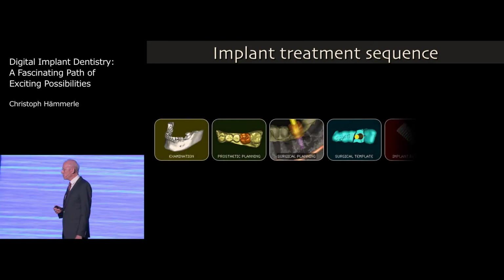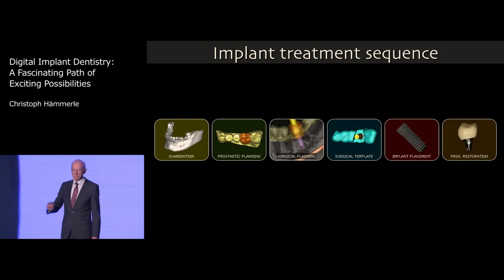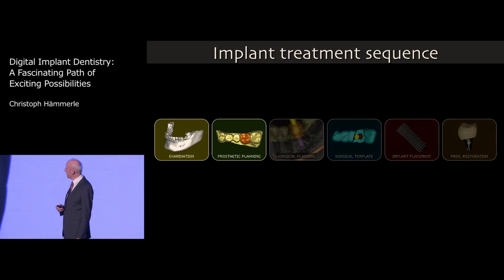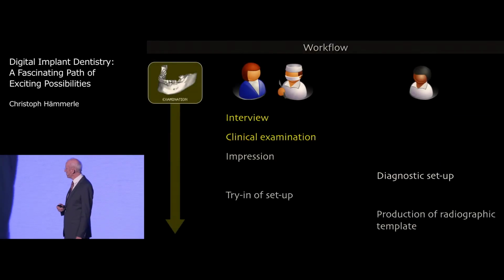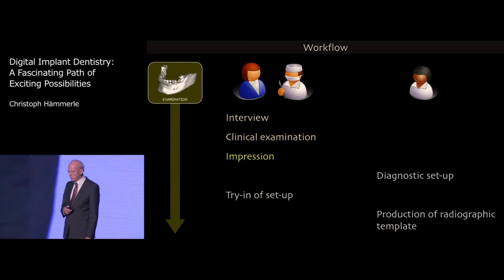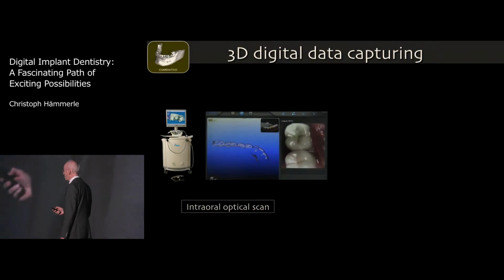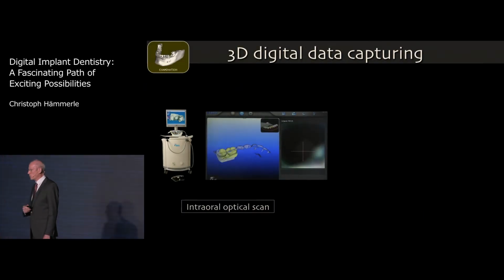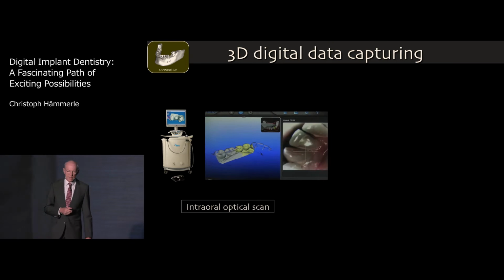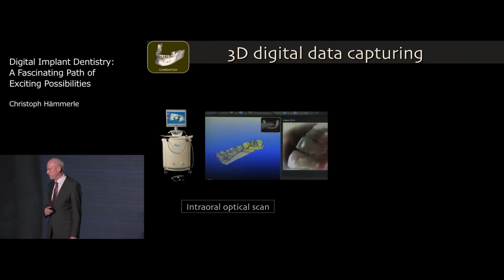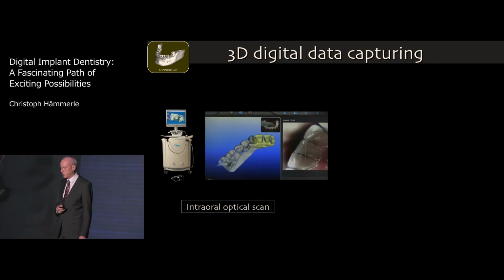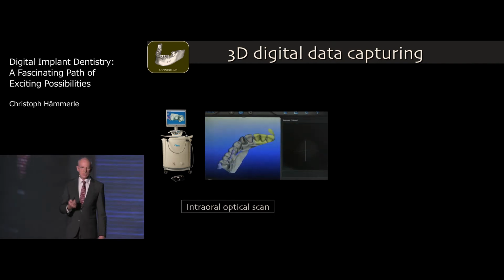Here's the treatment sequence as we go through an implant therapy. And we'll start with what we just alluded to: interview, clinical examination, impression, and then we'll do an initial treatment plan and diagnostic setup. So for a number of years, we've taken these scans, we've avoided taking impressions the conventional way, and all the patients that come in our department, they receive a digital scan.